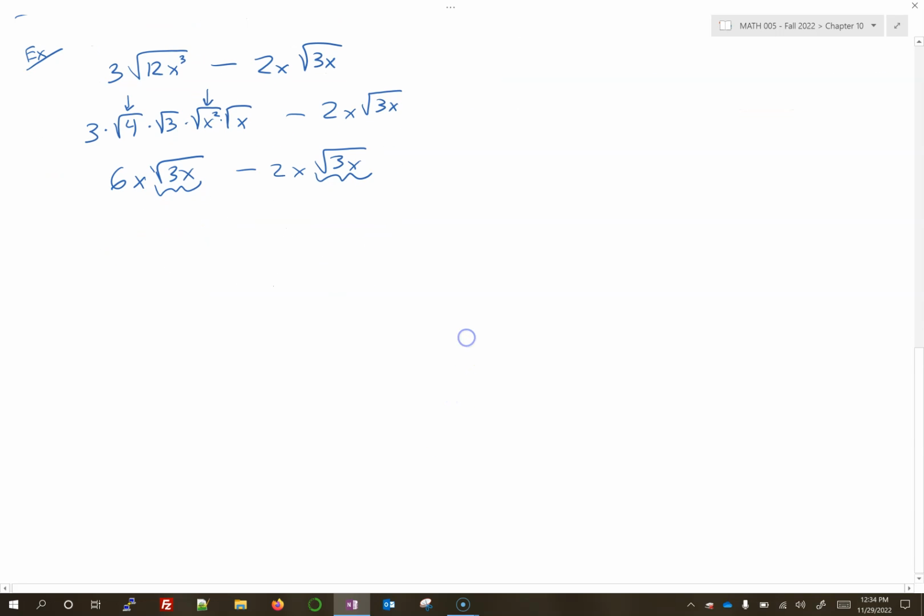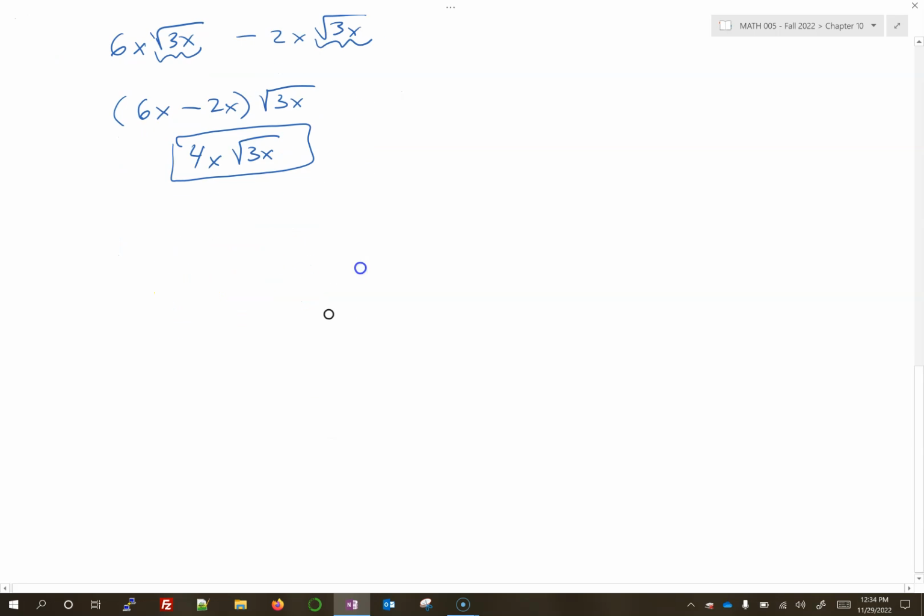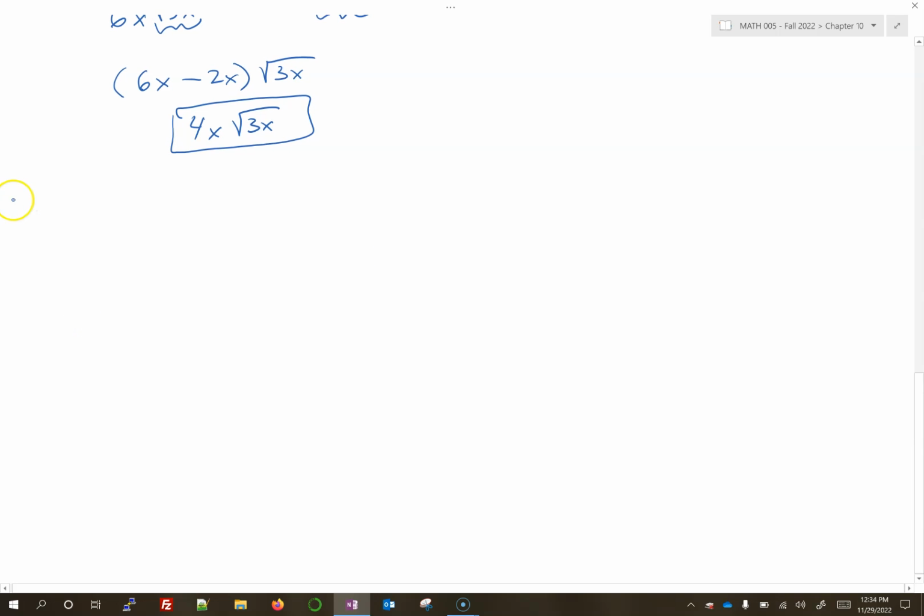So what am I doing in my head when I'm trying to combine these two terms? I'm thinking to myself, since the radical is the same, the square root of 3x, I just have to go ahead and perform that operation on whatever is out front of that square root. So 6x minus 2x is going to give me a 4x times the square root of 3x. And we're going to do a couple more examples just so you have plenty to work off of.